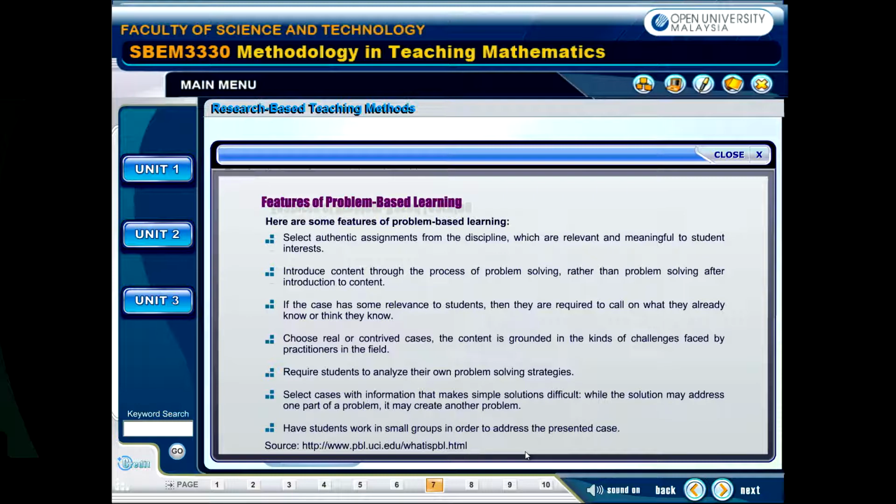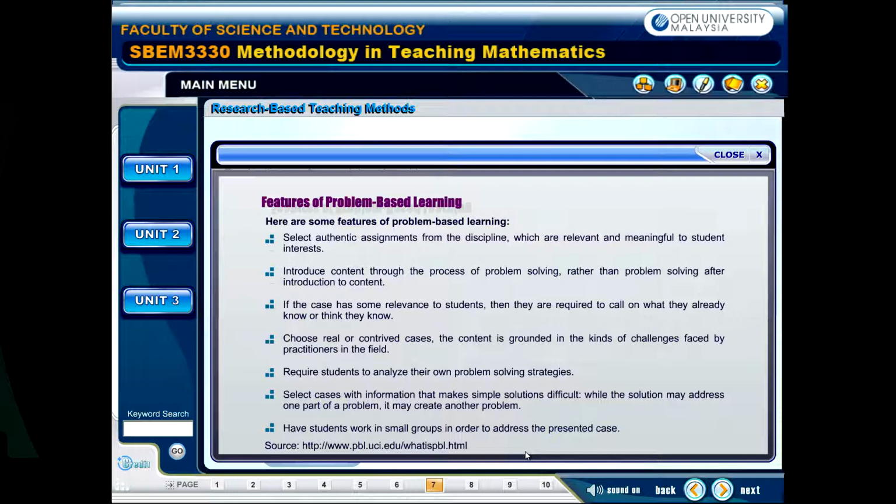Select authentic assignments from the discipline, which are relevant and meaningful to student interests. Introduce content through the process of problem solving, rather than problem solving after introduction to content. If the case has some relevance to students, then they are required to call on what they already know or think they know. Choose real or contrived cases. The content is grounded in the kinds of challenges faced by practitioners in the field.